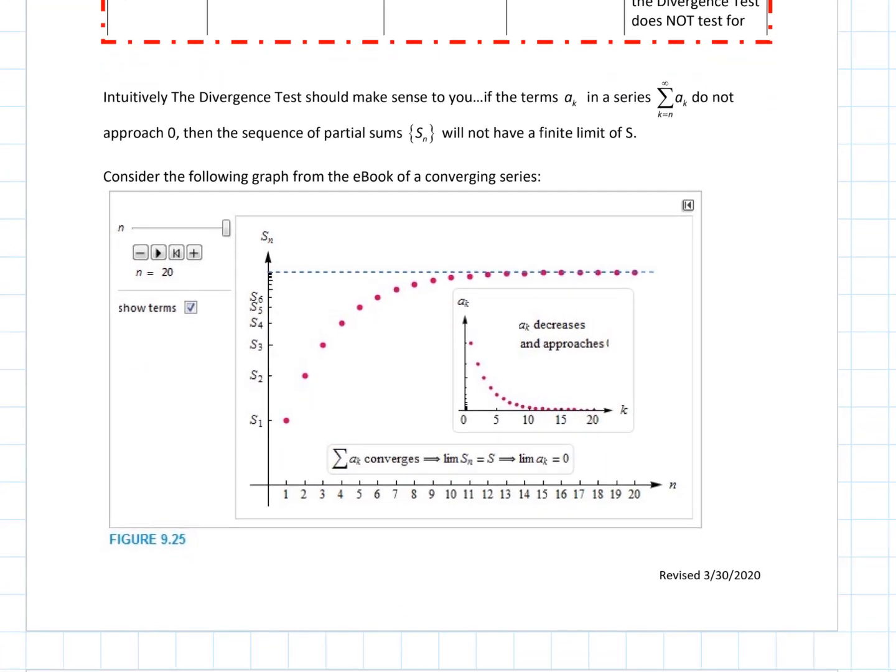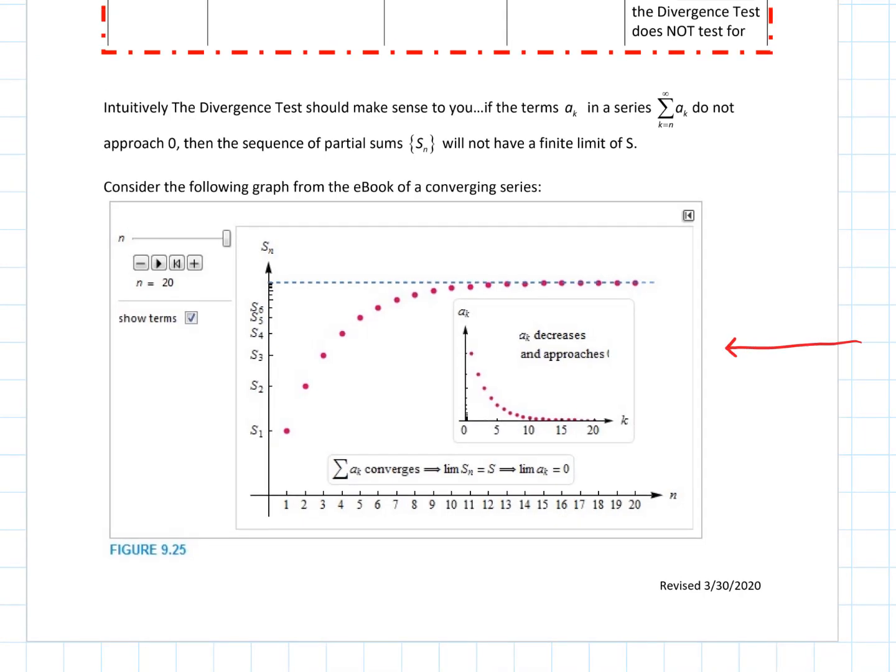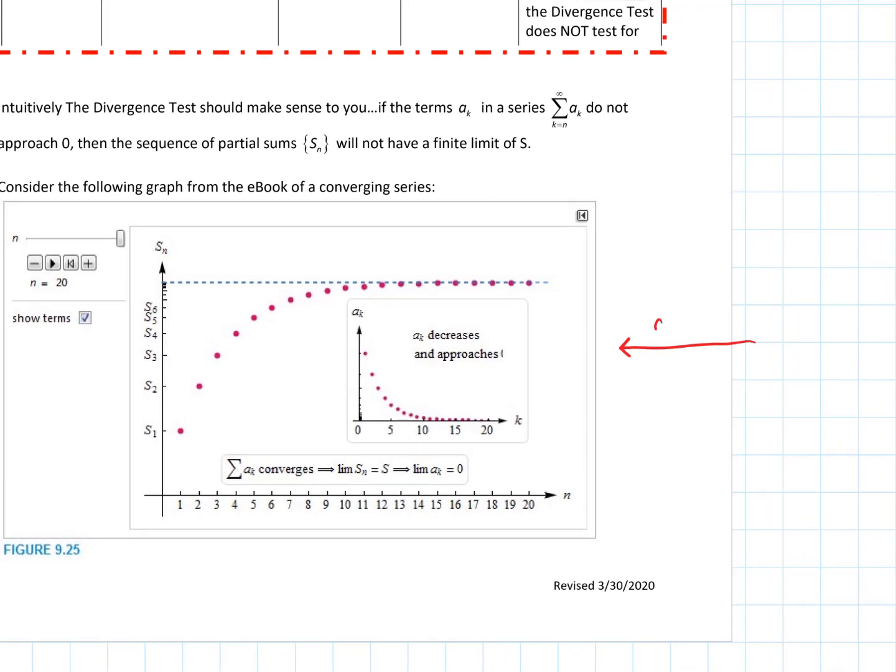And let's take a look at this visual right here. Remember that when we are testing a series for convergence, we are actually looking at what happens to the partial sums as n goes to infinity. So if we graph the partial sums, the graph that we're looking at right here is the graph of the actual partial sums of some series. So we're graphing the sequence of partial sums here.